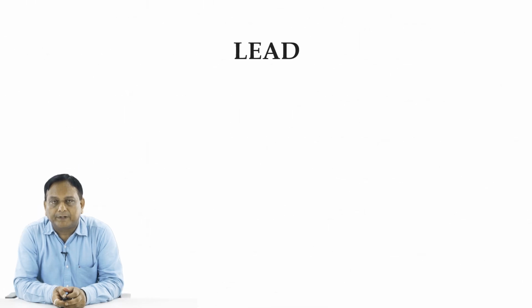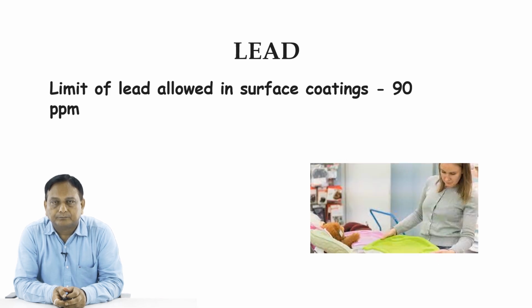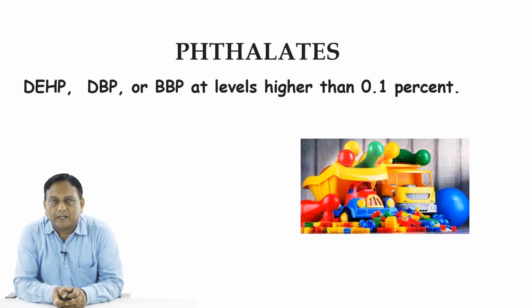Now, CPSIA, when we are talking of US federal regulations, lead is one of the most important things. The limit of lead allowed in surface coating is 90 ppm. Different children's products may contain lead. Now phthalates, there are various kinds of phthalates, such as dibutyl phthalate and benzyl butyl phthalate. Levels higher than 0.1% are dangerous for any kind of safety, so we have to regulate that in this kind of act.